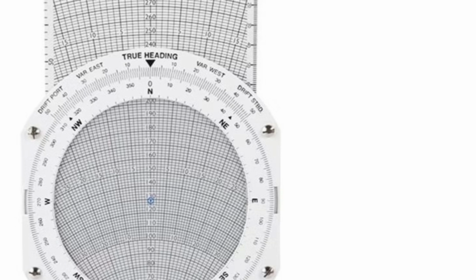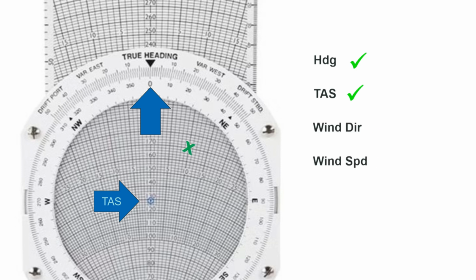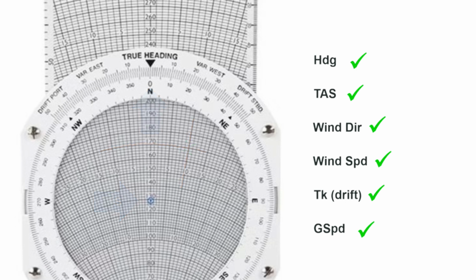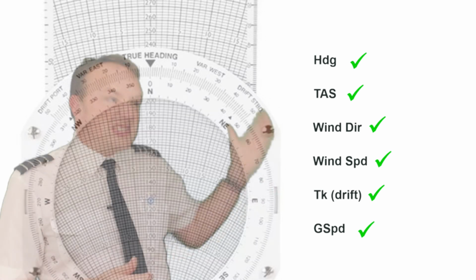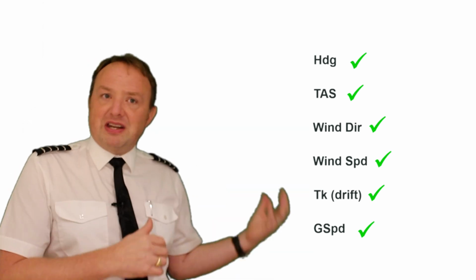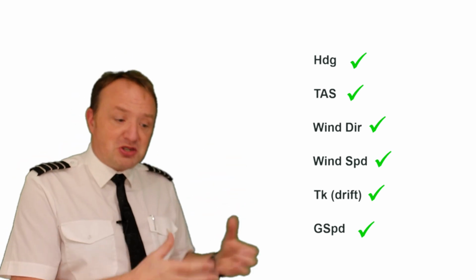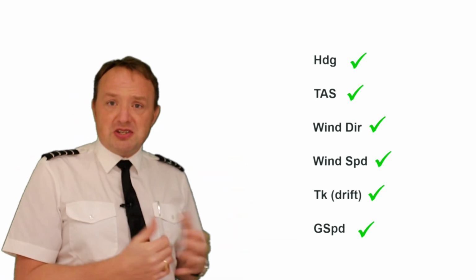So take a note of this default position. Heading under the heading indicator, true airspeed under the centre dot, and a mark illustrating the effect of the wind, giving us track and ground speed. So with all that in mind, the process for using the CRP5's wind side is basically the same every time. What do we know? What of these 6 things do we already know? And how many of those can I immediately record on the CRP5?